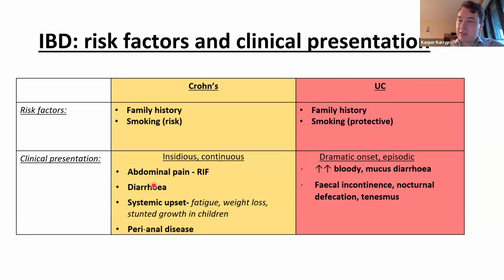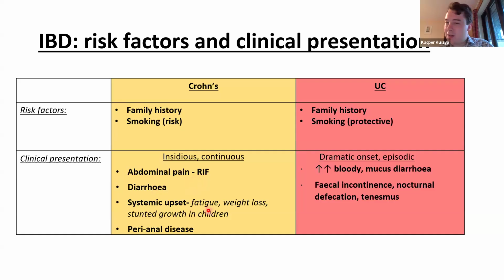So yeah, in Crohn's, it tends to be more of an insidious, kind of continuous process. They may get episodes of abdominal pain. Right iliac fossa is classic because the terminal ileum is the most commonly affected site and it radiates to the right iliac fossa. They may get diarrhea, which typically doesn't have much blood in it.